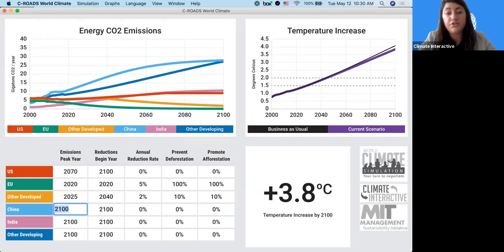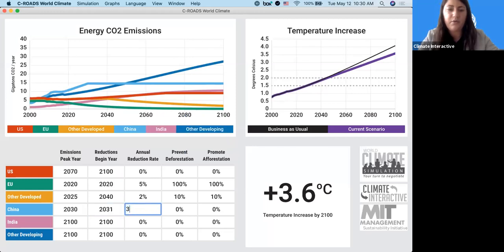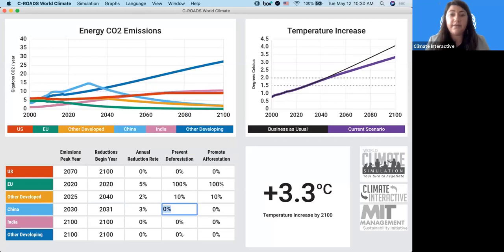China, choosing to peak their emissions in the year 2030. So looking at that light blue line, we see a really big shift here of the projection of these emissions. And they want to start reducing pretty quickly after they've peaked, so in the year 2031, at a reduction rate of 3%. So we see the big fall in emissions in China. So commending China for that strong proposal that has led us to a 3.3 degree increase. And then with their forestry commitments, they've pledged a 50% effort in both afforestation and deforestation.